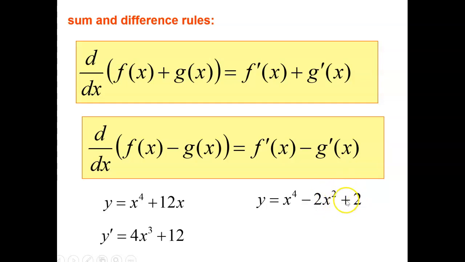I would bring down the plus sign. And then I would have a constant function. 2 is just a constant number, no variable. And that was the first rule we did, which was 0. So the derivative of this term would be 4x to the 3rd minus 4x.